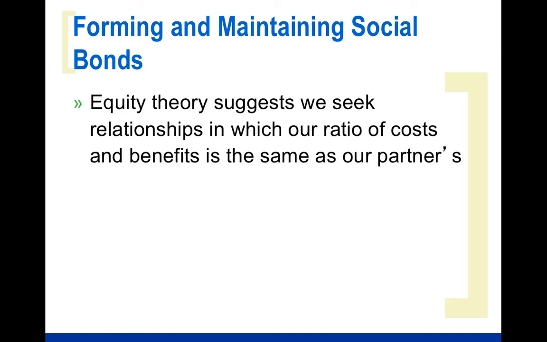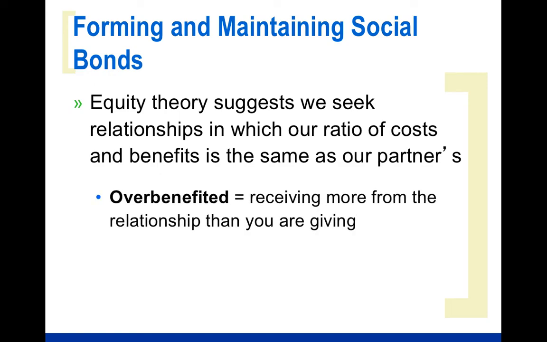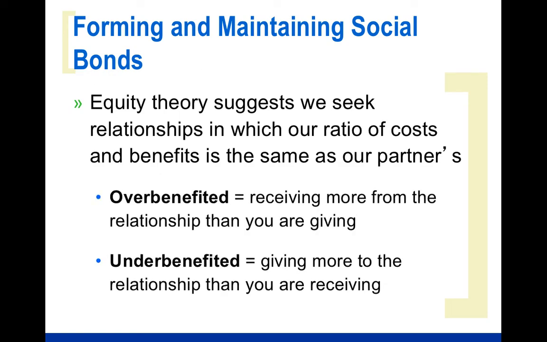Equity theory is similar to social exchange theory, and what it basically says is we seek relationships in which our ratio of costs and benefits is the same as our partner's. So again, we're looking for relationships where we get more reward according to social exchange theory than we do negative costs. But we also want relationships in which our partner is experiencing the same amount of reward and costs as we are. And there are situations where individuals can feel over-benefited and under-benefited in relationships. If you're over-benefited, this is where you're receiving more from the relationship than you are giving. Your partner is doing more for you. They're supporting you more.